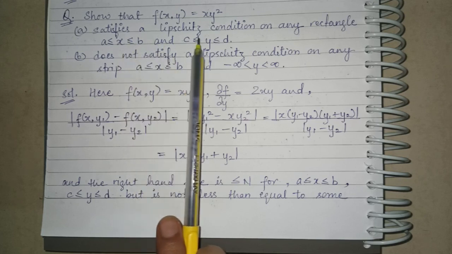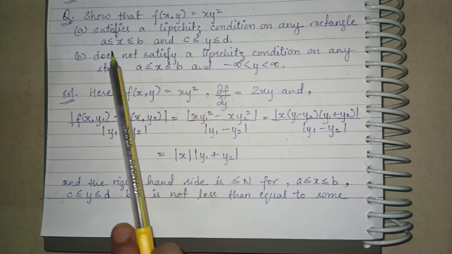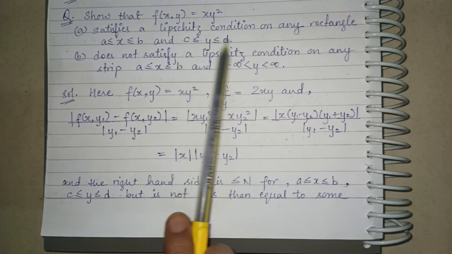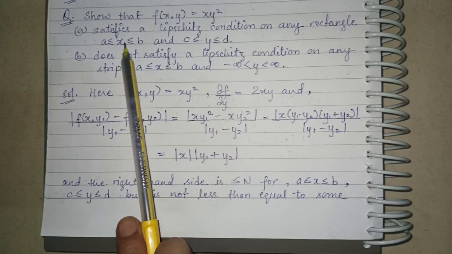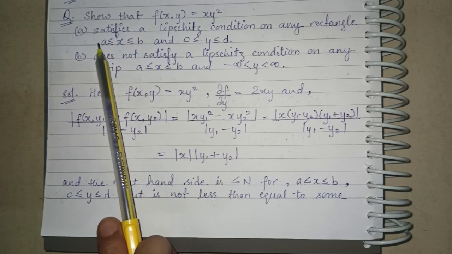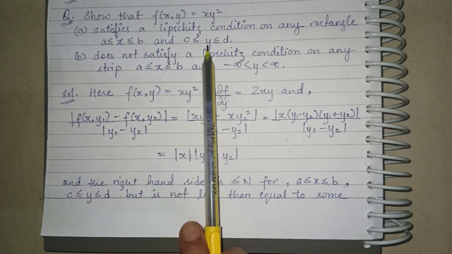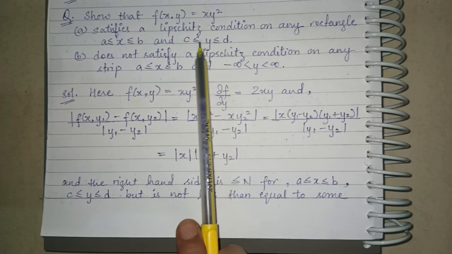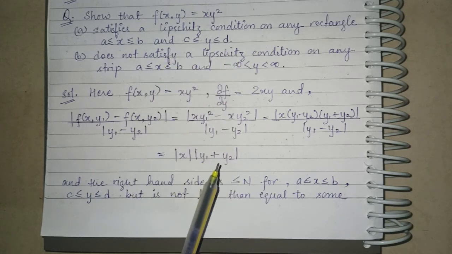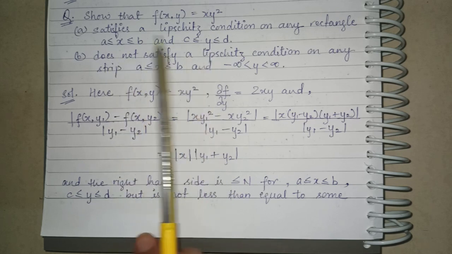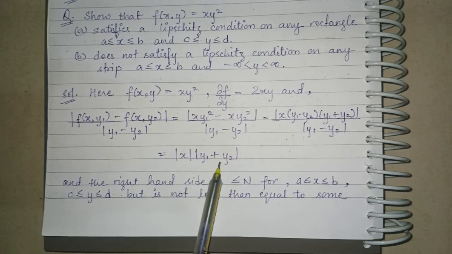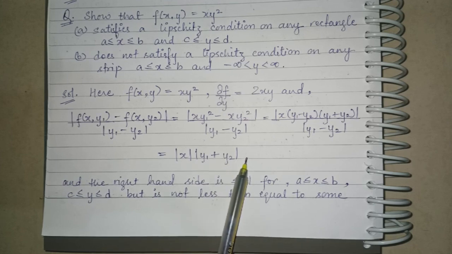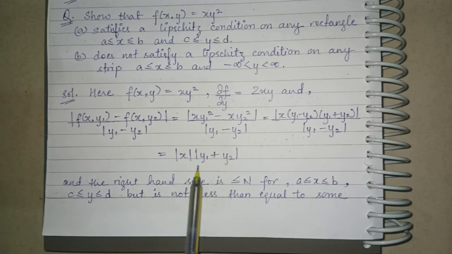Right? Now you know that the rectangle contains the point (x, y) such that x lies between a and b and y lies between c and d. That means the value of x cannot be greater than b and cannot be smaller than a. Similarly, the value of y cannot be greater than d and cannot be smaller than c, right? So we have a limit for both these points, right?